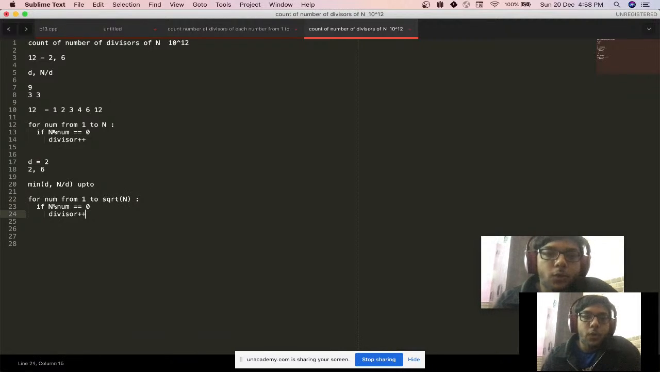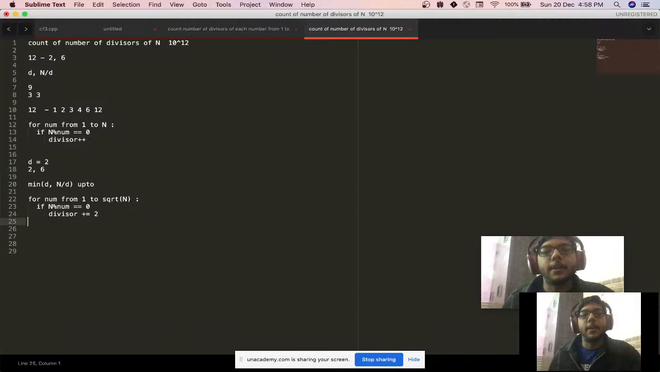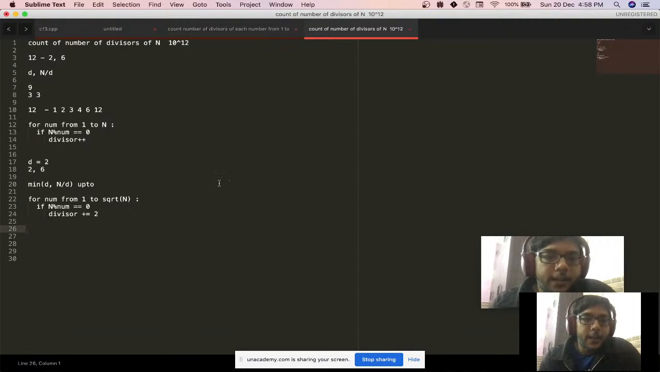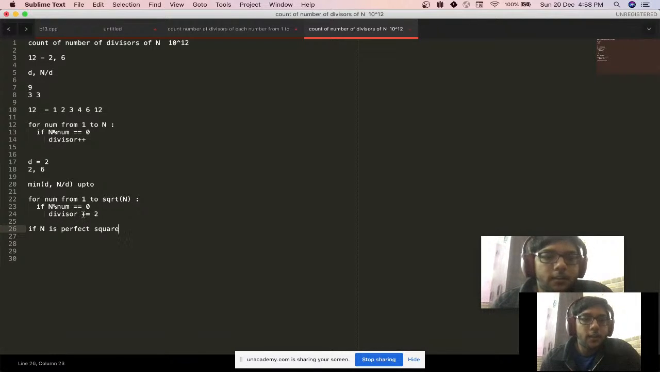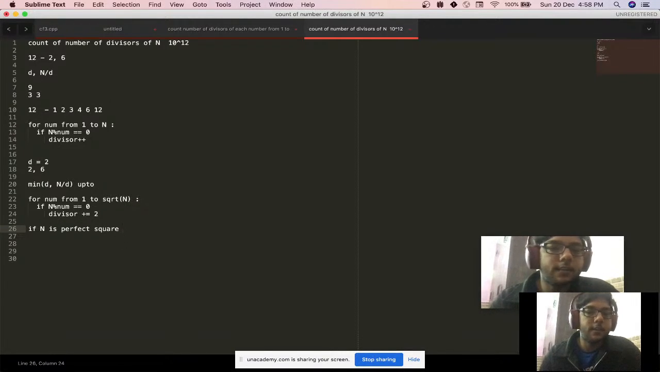Why? Because I am iterating over smaller divisors and assuming that there is a bigger divisor also, so I increase the divisor count by 2. I am not going to iterate over the bigger one, I just count it. This is how we do it. And of course, we have a special case here. If n is a perfect square, that means in the case of 9 we have counted it twice. So we decrease our answer by 1: divisor minus equals 1.